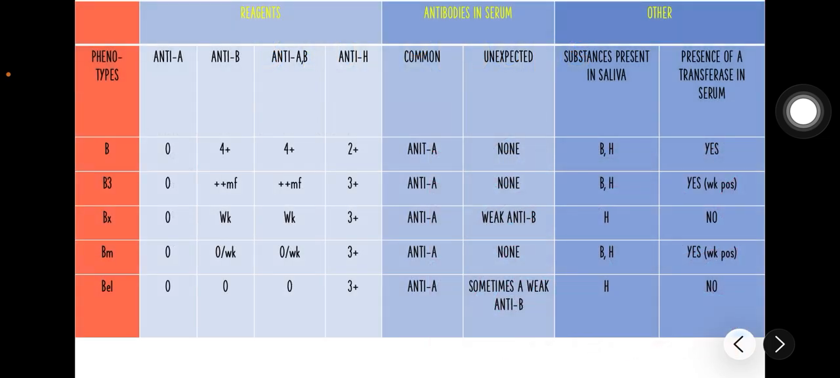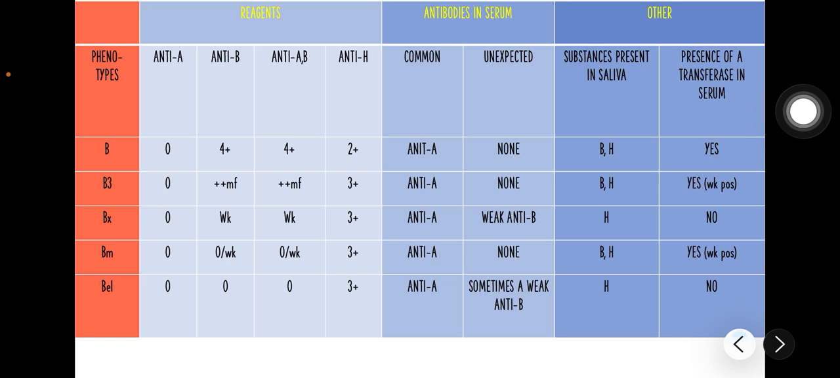Now let's talk about the different B subgroups. So we have the B3. B3 is the mixed field subgroup, just like your A3 subgroup. Its defining feature is a mixed field agglutination pattern when tested with anti-B reagents. This means you will see small clumps of cells surrounded by many unagglutinated or free cells. These individuals do not typically produce anti-B in their serum and have normal levels of B substance in their saliva if they are secretors. Again, B3 is the most frequent weak B phenotype.